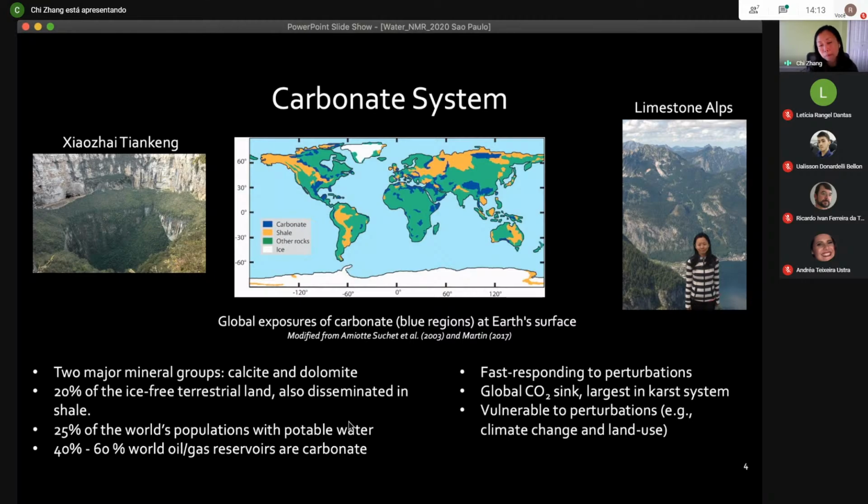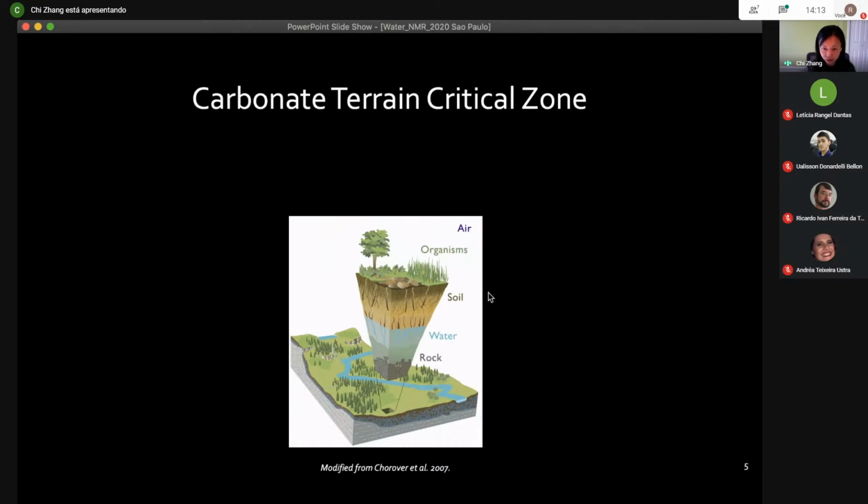So as I mentioned at the beginning, there are some karst systems we're familiar with. For example, the left one we're showing here is the world's largest sinkhole in China. It's called Xiaozhai Tiankeng, and this is the deepest and largest sinkhole. Or we can think about the carbonate system associated directly with the landscape or with groundwater resources, like the one shown here. This is me on top of the Dachstein mountain in the limestone Alps. So with all of this importance, that's what motivated me to study the carbonate critical zone.